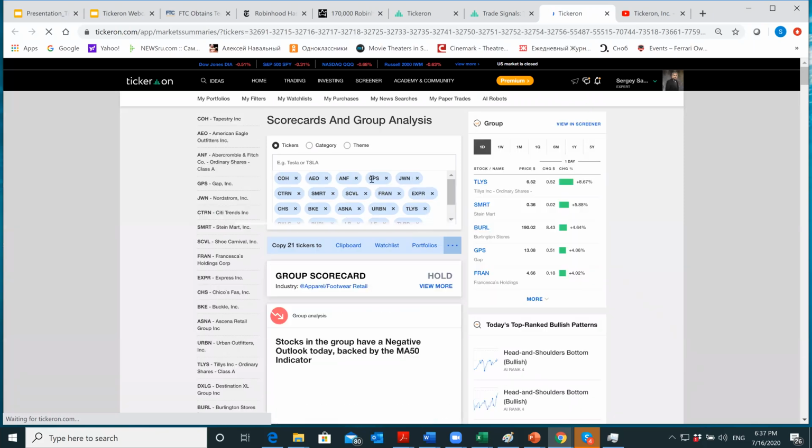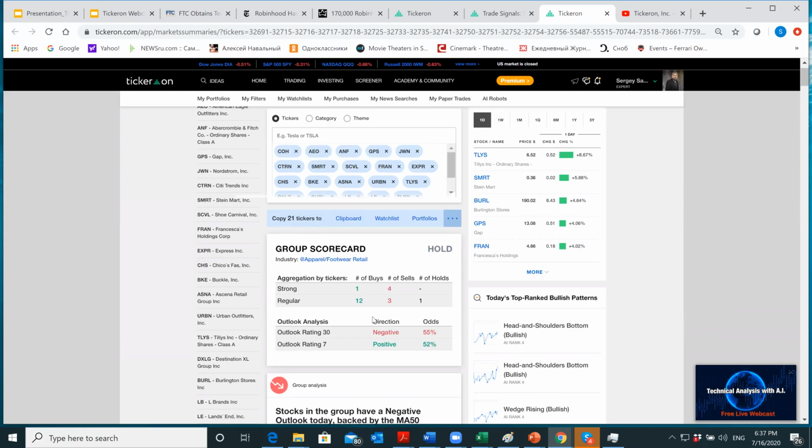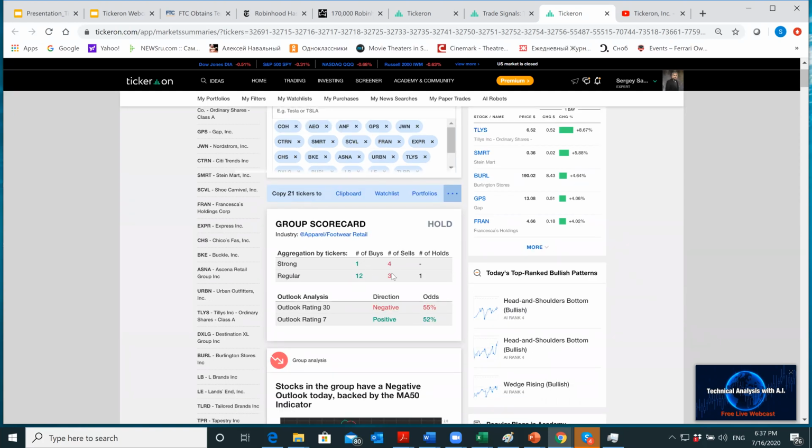As you can see, we analyzed all 21 stocks, and apparel, footwear, retail is a hold based on analysis of all stocks. Here you have quite a few buys, quite a few sells. So that means the overall group is somewhat hold, and that means you kind of don't know. If I see that the group doesn't have real direction, then I just don't know which way it's going to go. Even if you select only buys, it's still not going to be the entire group.